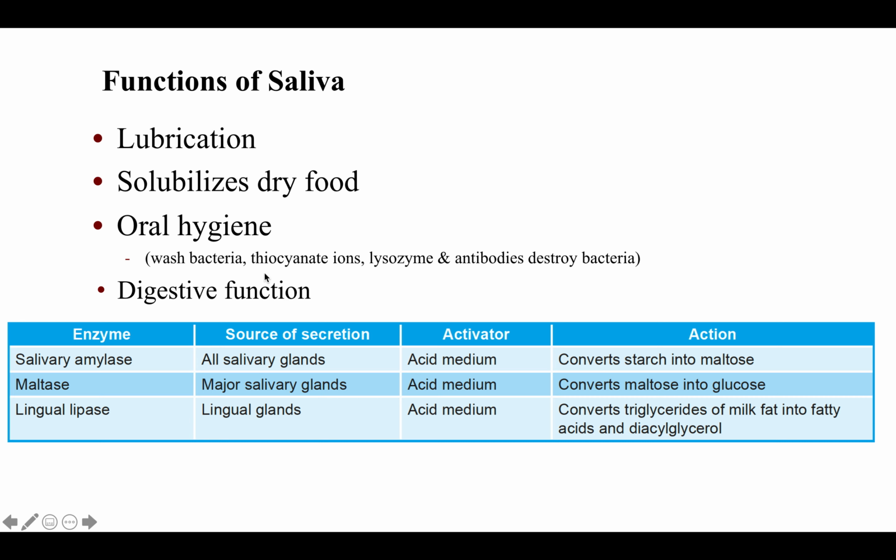As I said, there's a digestive function for the saliva through the salivary enzymes, and this amylase has been mentioned many times before. This enzyme is actually stimulated by acid medium and digests starch into maltose. There are other enzymes within the salivary secretion such as maltase, which is secreted by the major salivary glands and digests maltose into glucose, and the lingual lipase, which is involved in the digestion of triglycerides, especially in the milk, into fatty acids and diglycerols.